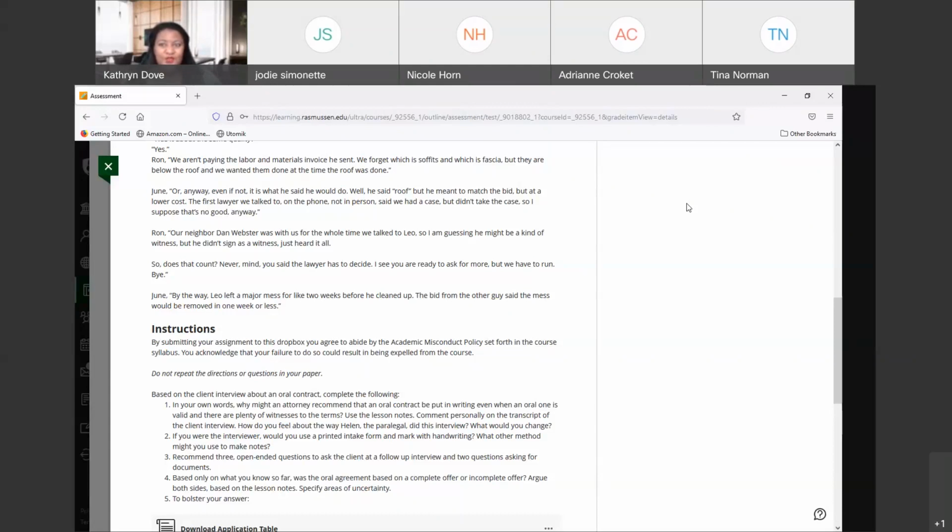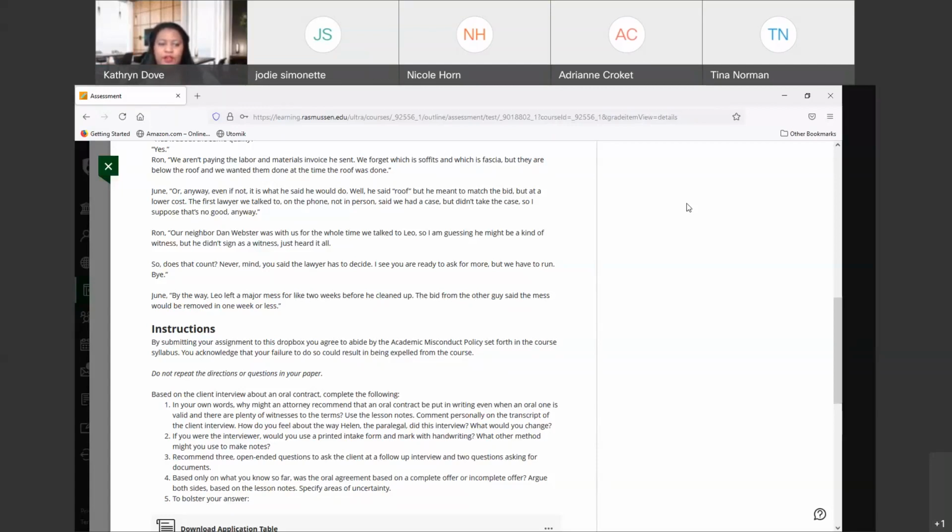If you were the person doing the interview, would you use a pre-printed intake form and just mark certain things off with handwriting? What other methods can you use when you're interviewing a client? Some of these questions are great because they allow you to think and speak in your own words. What would you do in this scenario? Just put it in your own words. How would you approach interviewing a client?